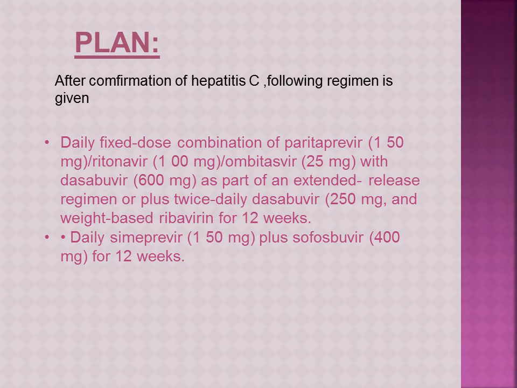Daily fixed-dose combination of paritaprevir 150 mg, ritonavir 100 mg, ombitasvir 25 mg with dasabuvir 600 mg as part of an extended release regimen, or plus twice daily dasabuvir 250 mg and weight-based ribavirin for 12 weeks daily, or we can give daily simeprevir 150 mg plus sofosbuvir 400 mg for 12 weeks.